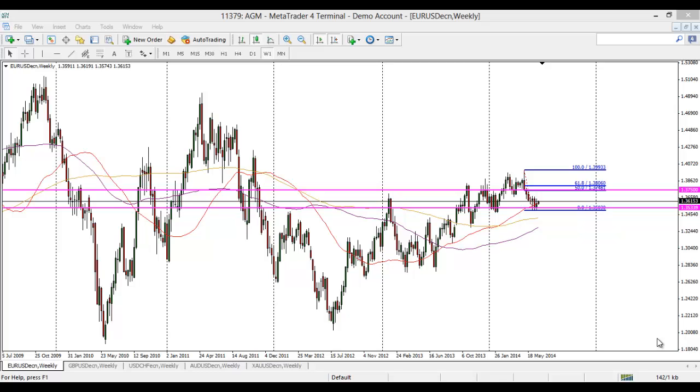What we'll do today is go through some technical analysis on Euro, Dollar, Cable, Dollar Swiss, Aussie and Gold. Just to review what happened in the markets last week briefly and give an outlook for this week.